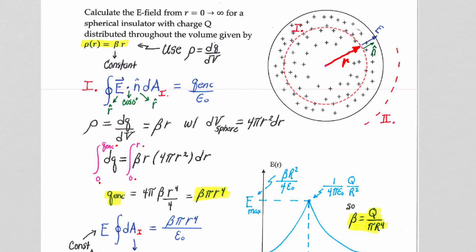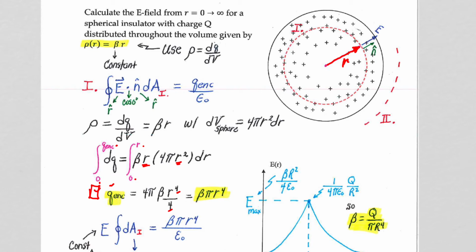Very easy integral. The integral of dq is q. There's our Q enclosed. We have an r and r squared, so be a little careful with your algebra. We get r cubed, integrate, increase, r to the 4th over 4. And voila, we have our Q enclosed to put in.